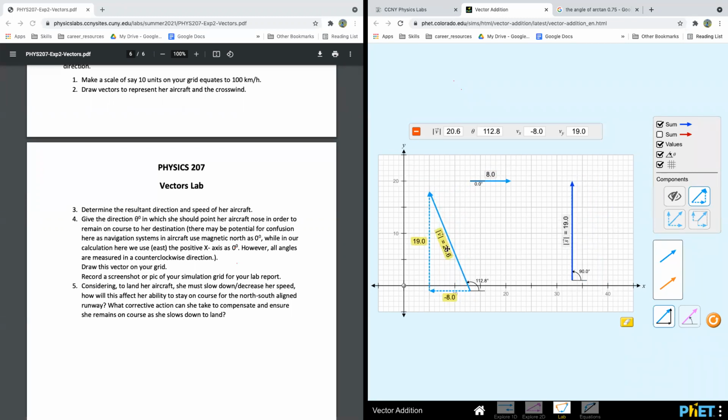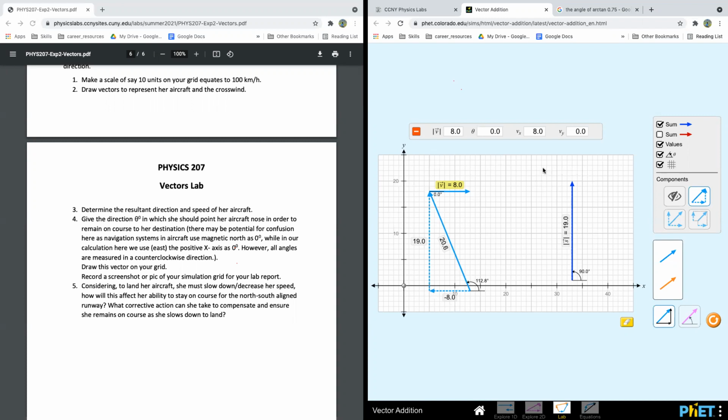I also have to remain the speed as 21, but I don't think I can do that. I think 20.6 is closer. So then you have this wind, add up together, and the sum will be vertical. Then you take a screenshot of this picture when you adjust the speed of the pilot to make the flight remain on course to her destination. So this is what you're going to show me.